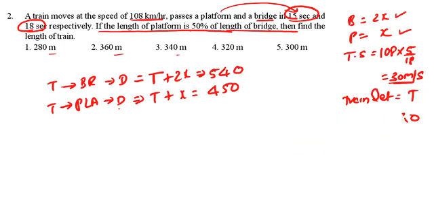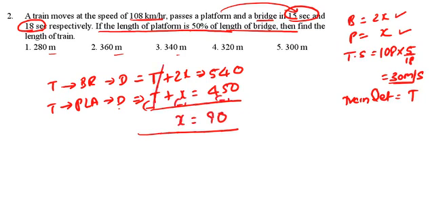Now solve this. You should solve this. Now solving this, we are going to get x is equal to 90. Substitute x in any one of the equations, either in this equation or this equation. I am substituting in the second equation. So t plus x is 450, what is the train length? 450 minus 90, that is 360.